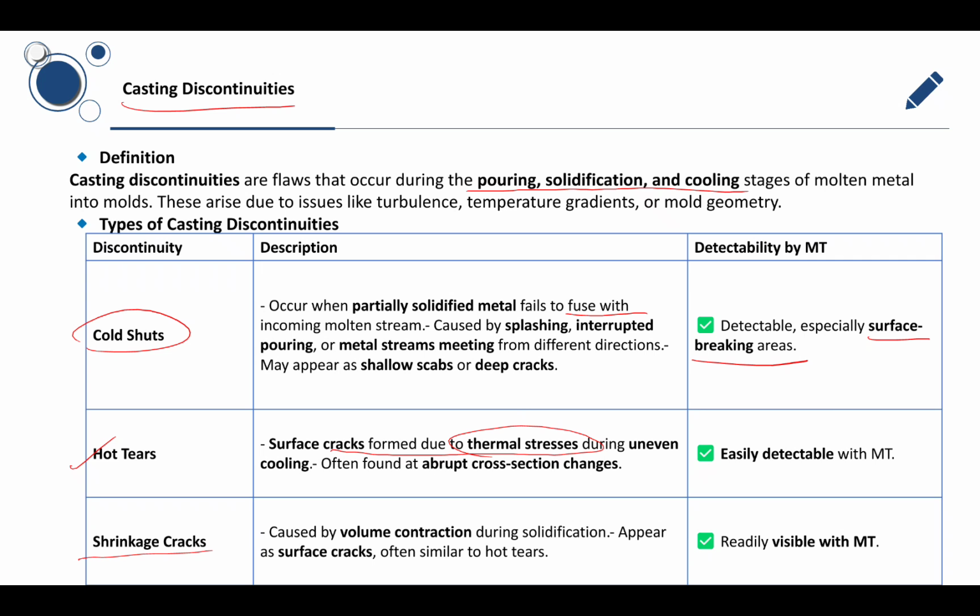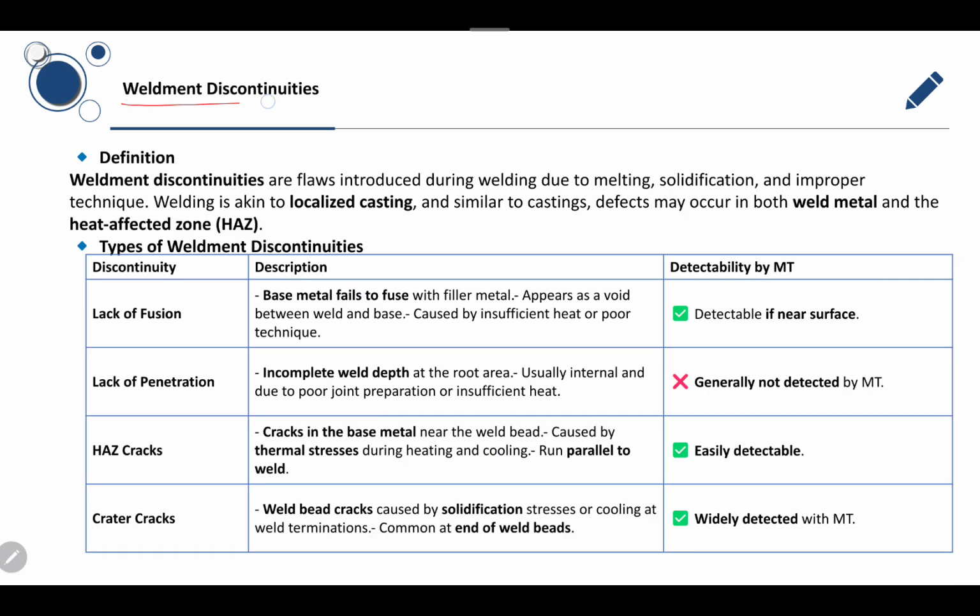These appear as surface cracks, often similar to hot tears. They are readily visible with MT. Next one is weldment discontinuities. Weldment discontinuities are flaws introduced during the welding process itself due to melting, solidification and improper technique.